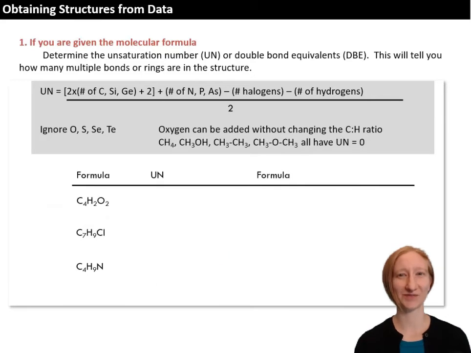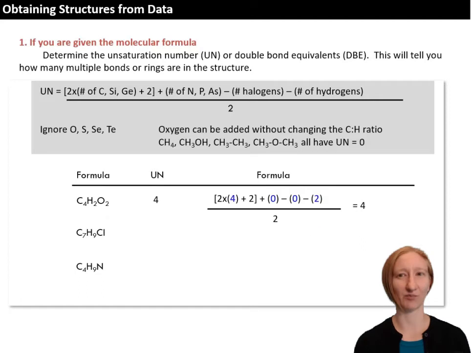We can also determine the unsaturation number from the molecular formula when we're not given a structure. And here we need to use the formula in the gray box. So in the first case, we have 4 carbons and 2 hydrogens. The oxygens don't factor into the formula because they don't change the number of hydrogens that will be present in the structure. This gives an unsaturation number of 4.